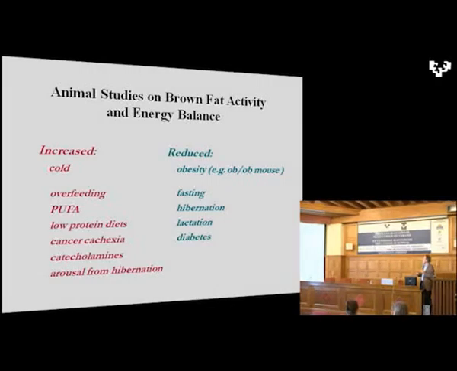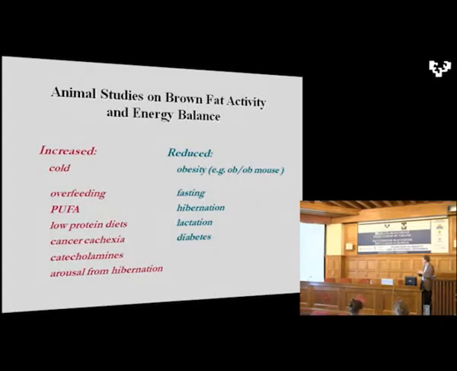Other situations in which there were increases in brown fat consistent with changes in energy flux were consuming a polyunsaturated fatty acid diet, on low protein diets, with cancer cachexia, the weight loss and increased energy expenditure associated with certain types of cancer, through the administration of catecholamines, and also following arousal from hibernation.